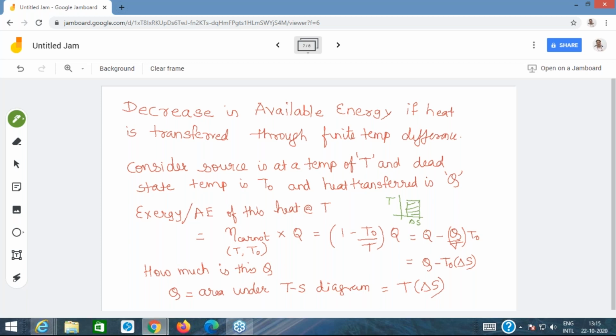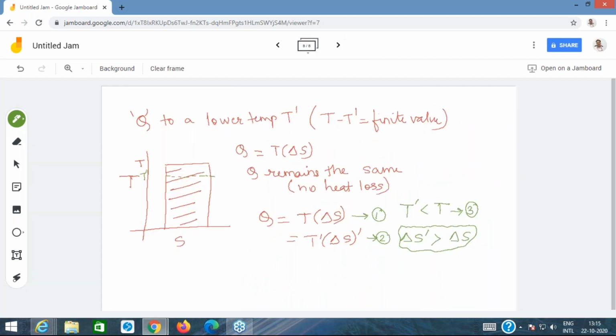Now this Q, which is being transferred from the source, is accepted by the working fluid, and this working fluid is at a temperature T dash, which is lower than the source temperature. This T minus T dash is a finite value, it is not infinitesimally small. So what is the meaning of this? Because it is a finite value, the heat transfer from the source to the working fluid is an irreversible heat transfer.